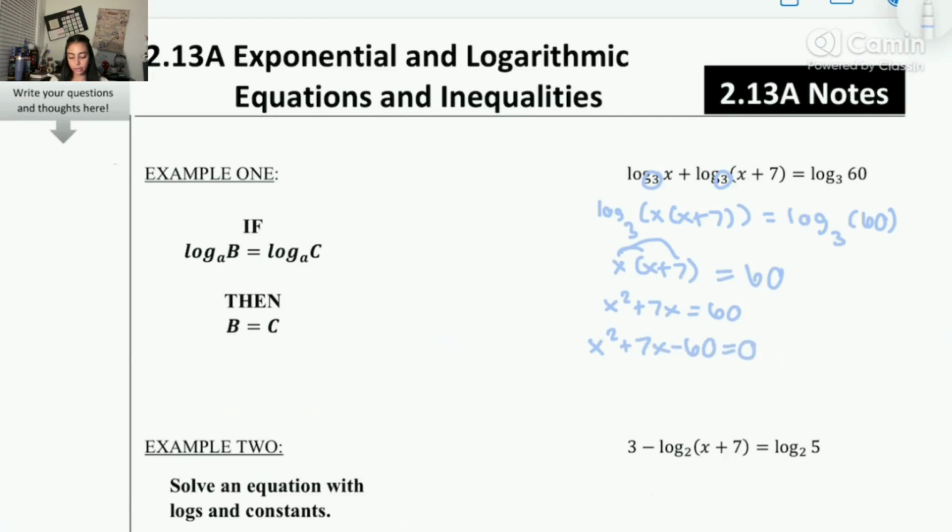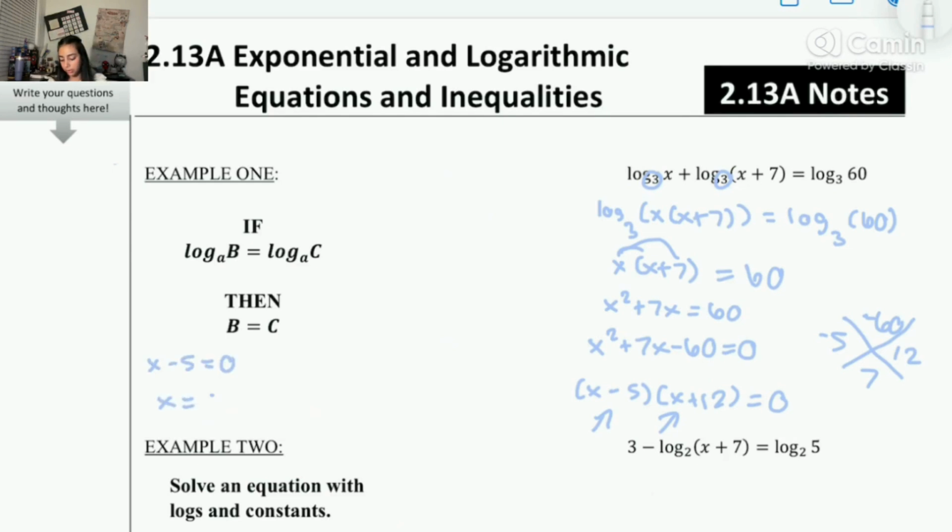And now it's just factoring, so we're thinking what two numbers multiply to negative 60 and add to 7. And those two numbers would be negative 5 and 12. So x minus 5 times x plus 12 equals 0. And now you want to set each of these equal to 0. So x minus 5 equals 0, so x equals 5. And then x plus 12 equals 0, so x equals negative 12. So these are both contenders.